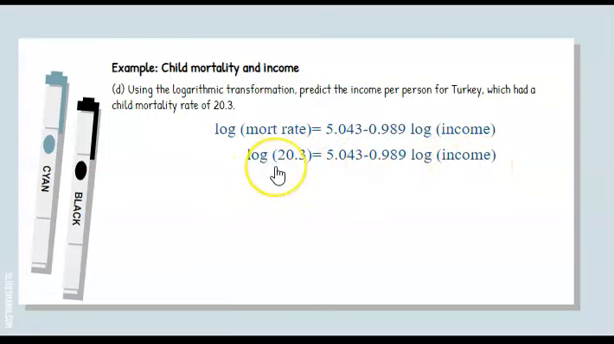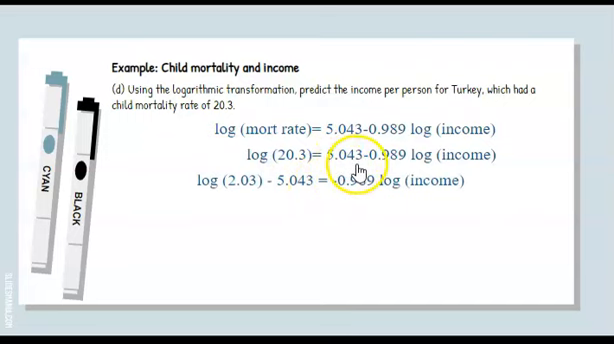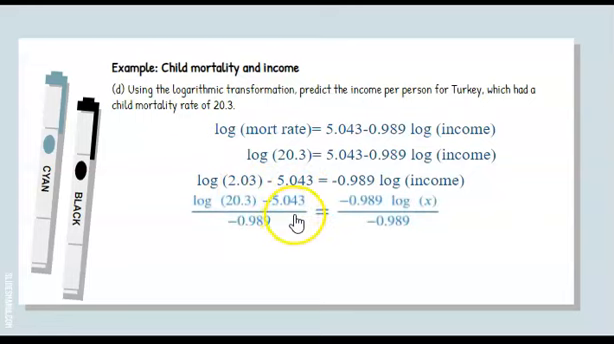So I'm going to first move that 5.043 over to the left side of my equation. The logarithm of 20.3 I can find in my calculator. I'm going to subtract 5.043. And I'm going to divide both sides by this coefficient of negative 0.989 to get the logarithm of the income by itself. Okay, so when I do all this in my calculator, I get 3.777.